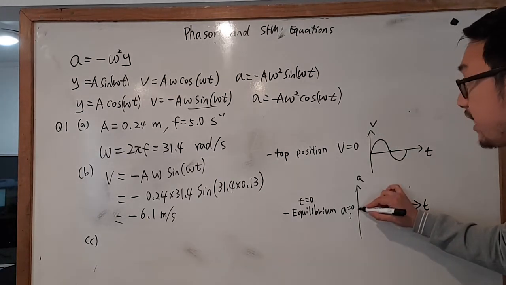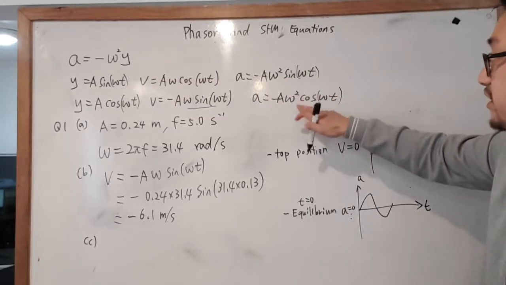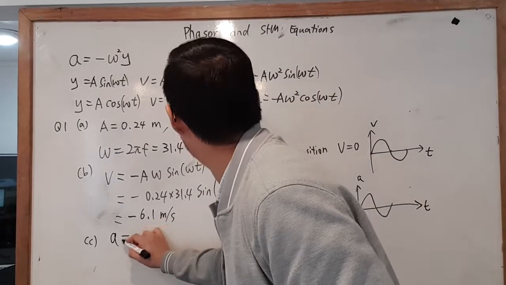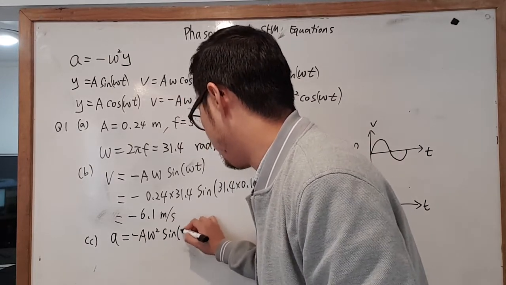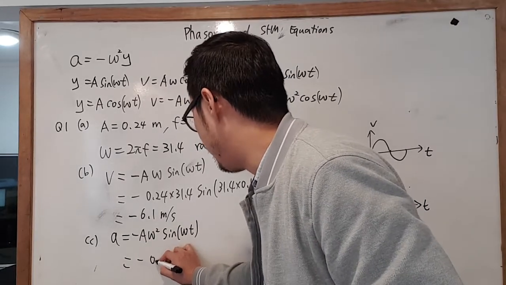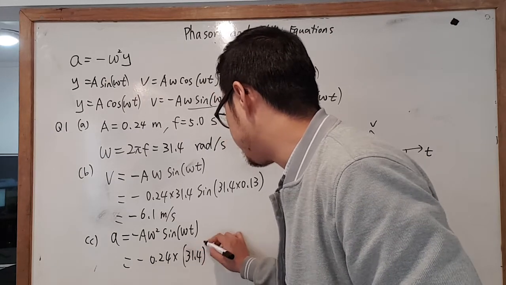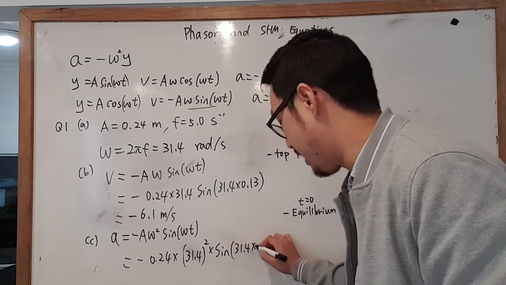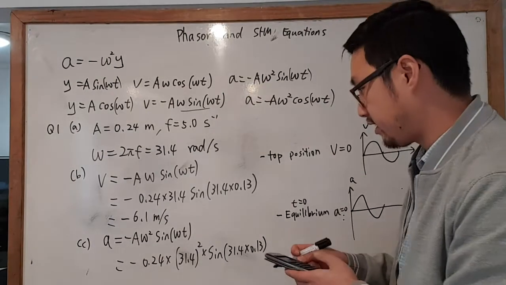So this is going to be a sine graph as well. I don't know if it's sine up or sine down. Let's have a look. We need a sine graph, so it must be this one, because this other one is a cosine graph. So a equals negative omega squared a sine omega t. Let's put the numbers in: negative 0.24 times 31.4 bracket squared times sine bracket 31.4 times 0.13 seconds. Again, I'm just gonna put that in my calculator.